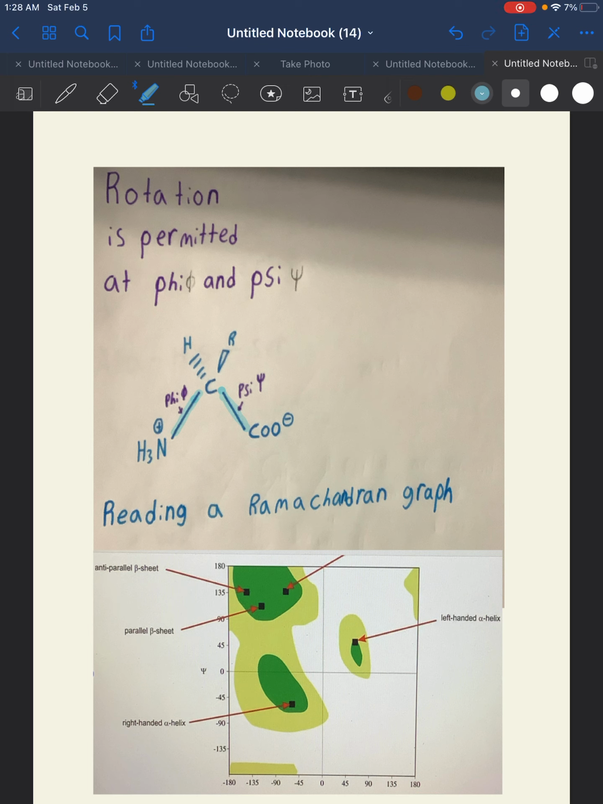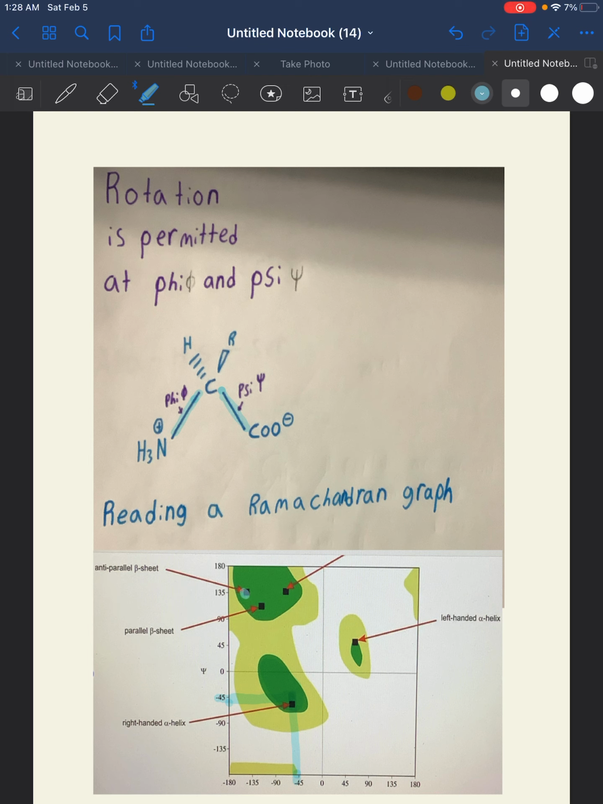Now on the left, the y-axis is going to consist of your psi bond, and the x-axis is going to consist of your phi bond. Now these dark portions, the green portions right here, are where your desired bond angles are located. So for example, if you had a protein that was right here, you would have a psi bond that was negative 45 degrees and a phi bond that would also be about negative 45 degrees. And that would be a preferred bond angle for both of those bonds.